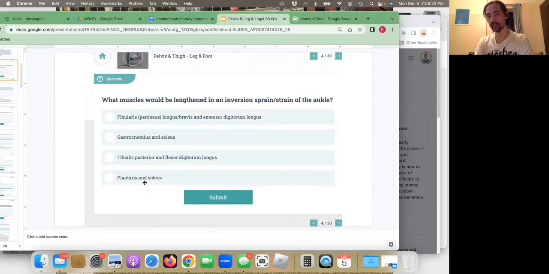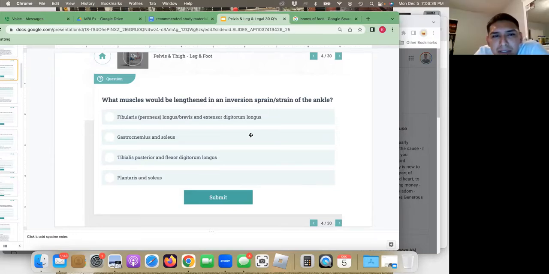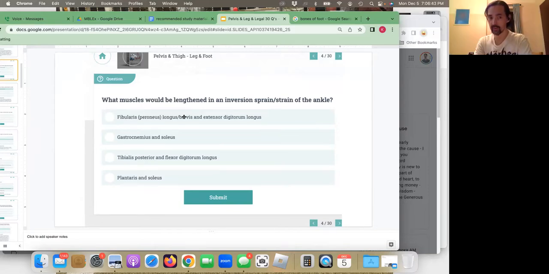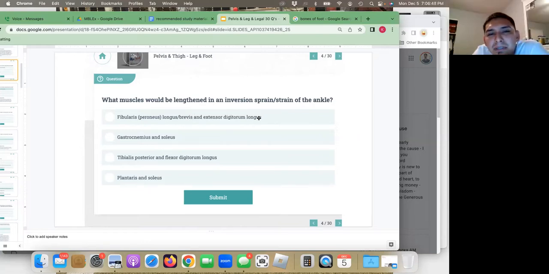Not the gastroc, not the tibialis, not the plantaris. Yes, Marcos. So yeah, it is the fibularis, right? The longus brevis, and it's the first one. Exactly, fibularis longus brevis, aka the peroneus longus brevis, and it is an extensor digitorum.